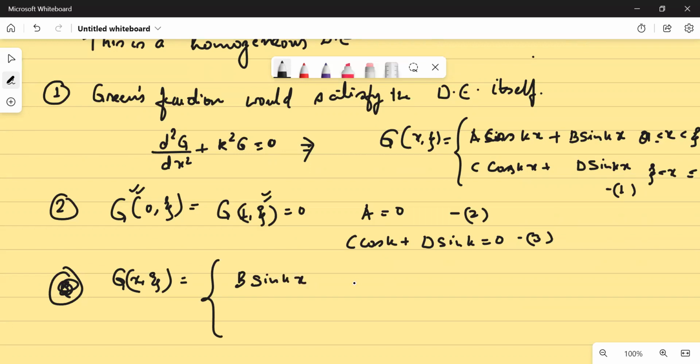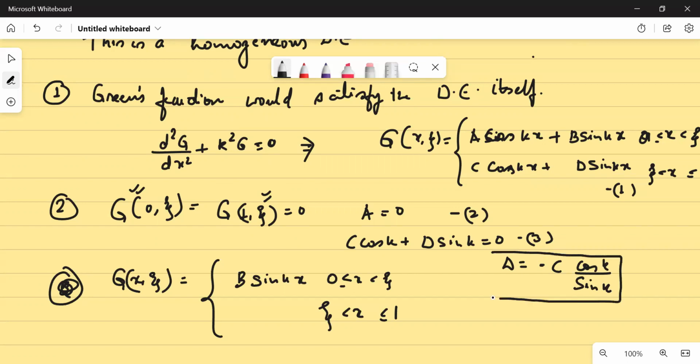Here I'll write x lies between zeta and 0, and x lies between zeta and 1. So I can write d as minus c cosine k divided by sine k. If I use this particular value and replace it here, I will simply get c sine k cos kx minus c cos k into sine kx.